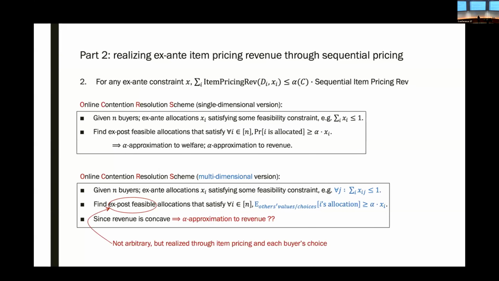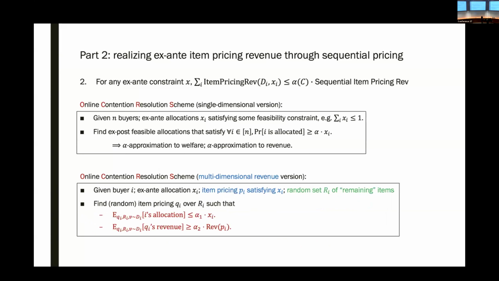Of course, the challenge is that these allocations now are not allowed to be completely arbitrary, but rather we need to come up with some item pricing, and then the buyer is going to make some choice, and we need to respect these choices. And so the allocations are going to be given by those choices. So they're not allowed to be completely arbitrary. And furthermore, the revenue function is concave, but that doesn't allow us to compare the revenue at some vector of allocations to the revenue at some other arbitrary vector of allocations. So it doesn't quite work out that way. So to be more precise, this is formally a statement of the kind of lemma we want to prove.